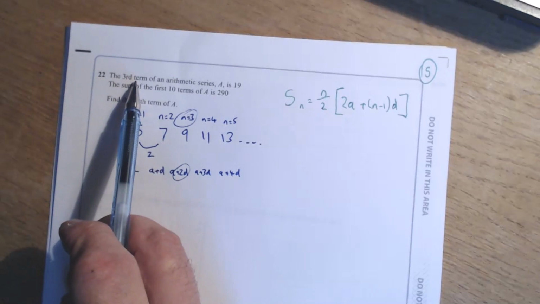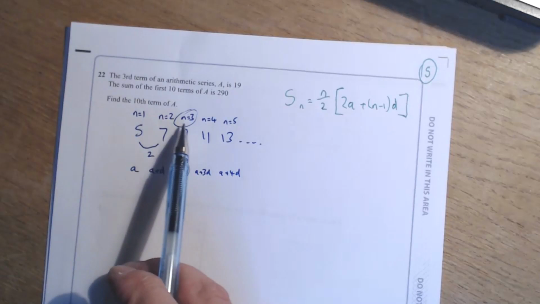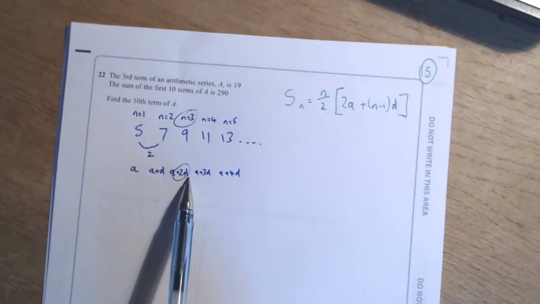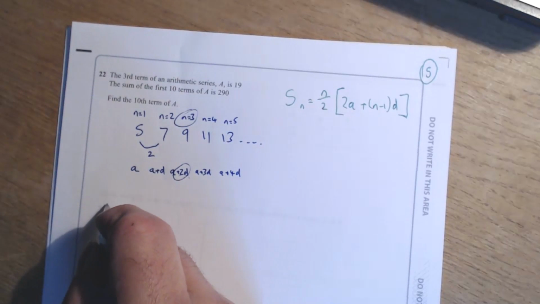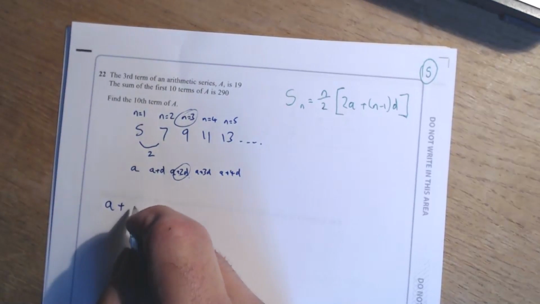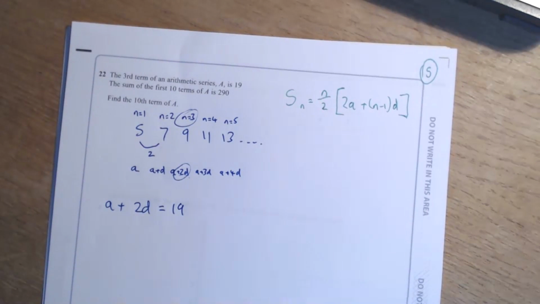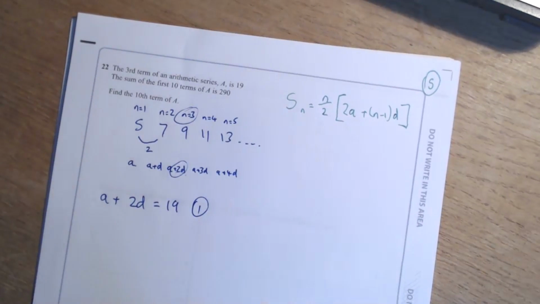Now, we're told the third term of a series is 19. Now that is when it's A plus 2D. The third term is A plus 2D. So from that sentence at the top, we can create an equation, A plus 2D equals 19, because it is the third term in the series. So that's equation 1. Let's just bank that for now.